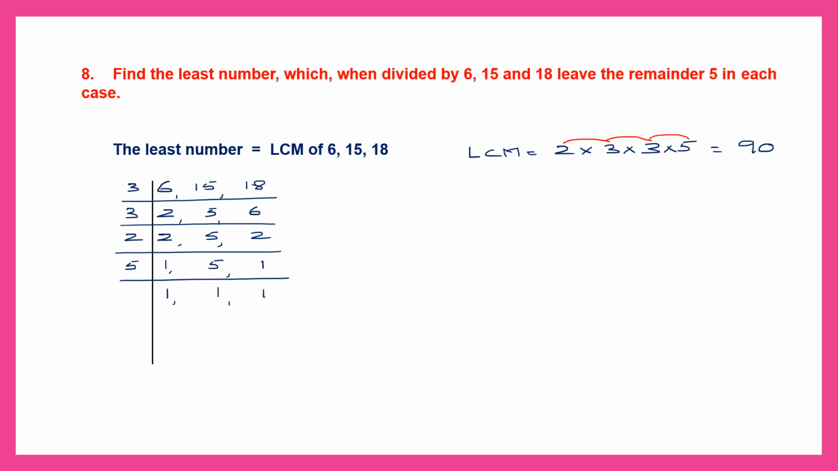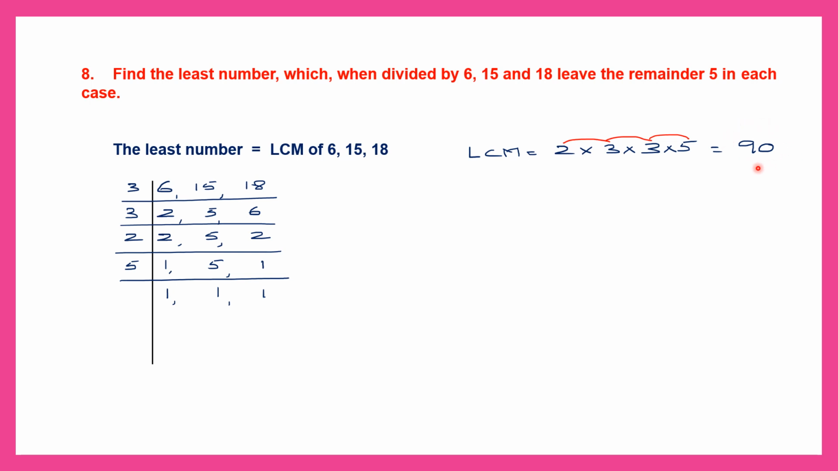Now the question here is, find the least number which when divided by these three leaves the remainder 5. Now if you take 90 and divide it by 6, it will divide it completely. Your remainder is going to be 0. If you divide this by 15, again your remainder is going to be 0. Divide this by 18, the remainder is going to be 0. But here they're saying it should leave the remainder 5. So 90 is what you have got.